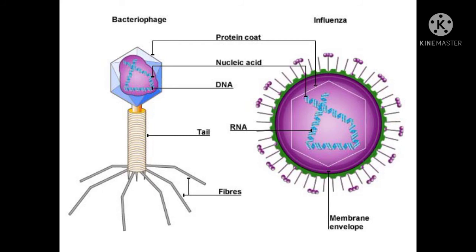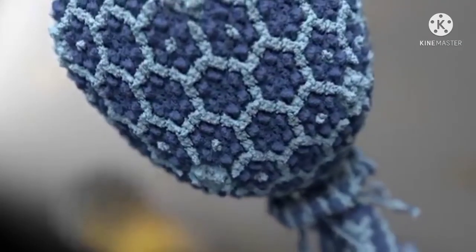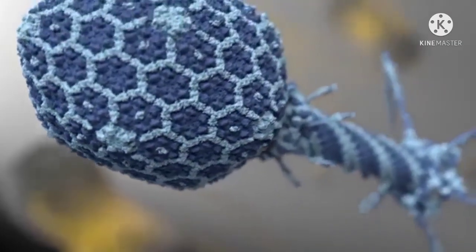This structure has a diamond-shaped head part, made up of protein, then the nucleic acid is also there, and the DNA. Then the middle part is the tail, and the 6 legs are there, which are fibers, which help the virus to stick on the host cell. So this is the structure of the virus.